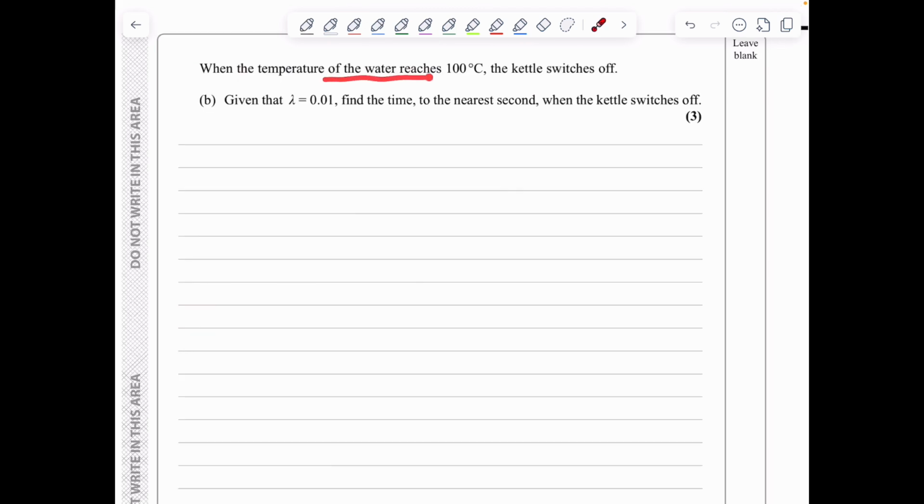Now when the temperature of the water reaches 100 degrees Celsius, we switch it off. Given that lambda is 0.01, find the time to the nearest second when the kettle switches off. So this is the equation we've got for theta. I will be replacing lambda with the value of 0.01 and theta with the value of 100. This leads to 100 being equal to 120 minus 100 e to the minus 0.01 t. So we are looking at 100 e to the minus 0.01 t being equal to 20.